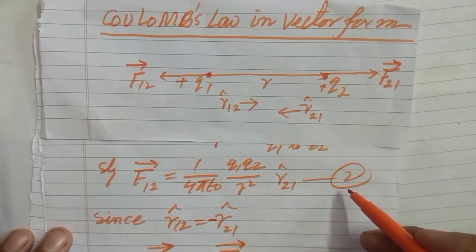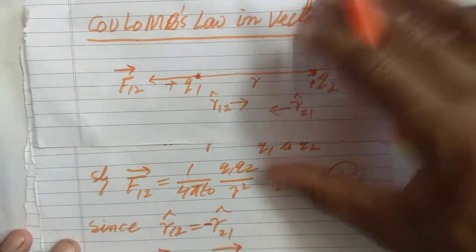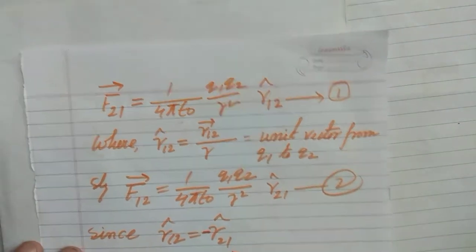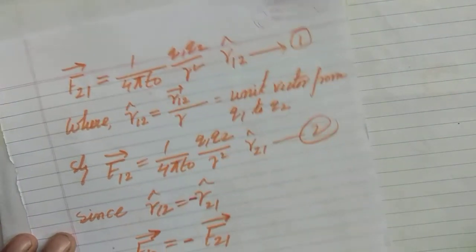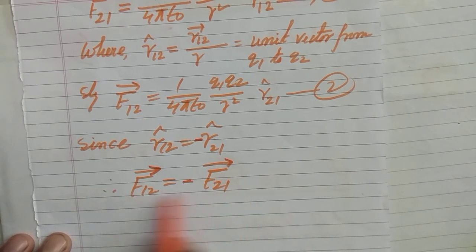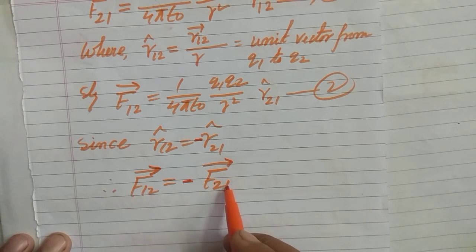This is equation number 2, and the other one which we wrote earlier is equation number 1. These two are Coulomb's law in vector form, and from here you can easily conclude that. Can you recall this one? This is Newton's third law of motion, where the force on the first charge due to the second one is equal and opposite to the force on the second charge due to the first one. So we can conclude that Coulomb's law obeys Newton's third law of motion.